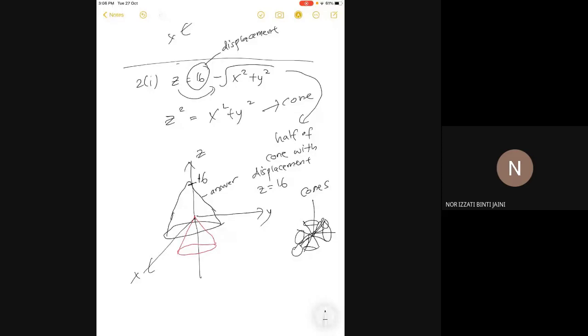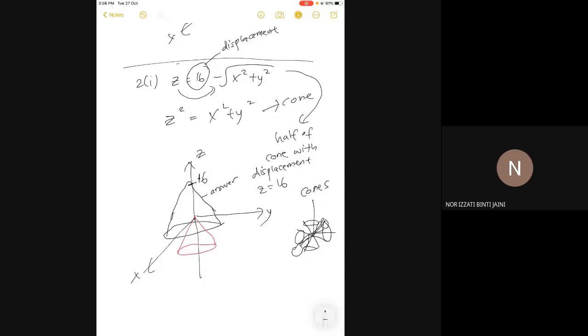Okay, yang J tu nampak macam sama kan, tapi tak sama sebab J tu dia tak ada square root. Walaupun one of the variable is to the power of 1, the other two is to the power of 2. However, I have square root, means it's half of original surface. J doesn't have square root, means it is the original surface lah, apa original surface tu.